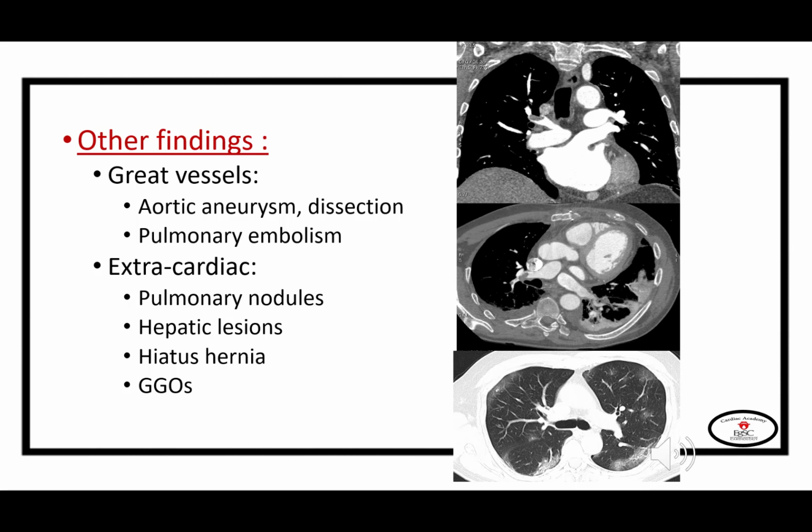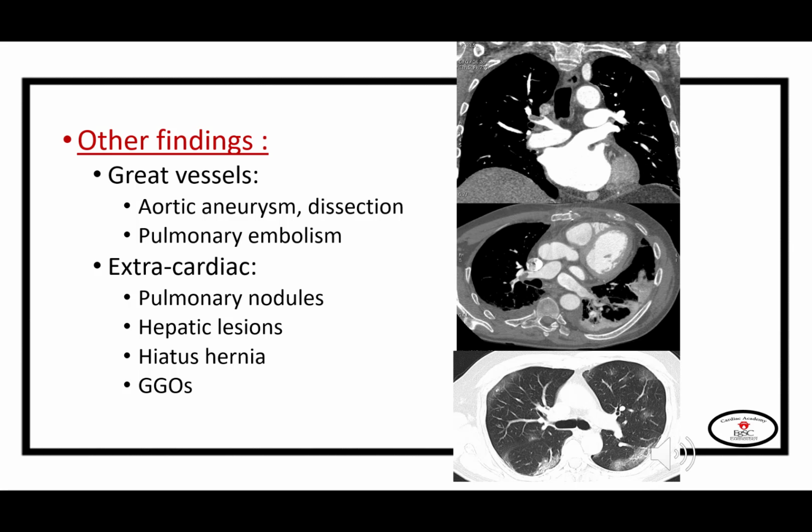Other findings at the level of the great vessels: you can very easily detect the presence of aortic aneurysms or dissection. We can check for the presence of pulmonary embolism, and these can be the causes of the chest pain, or what we call the basis for the triple rule out technique.